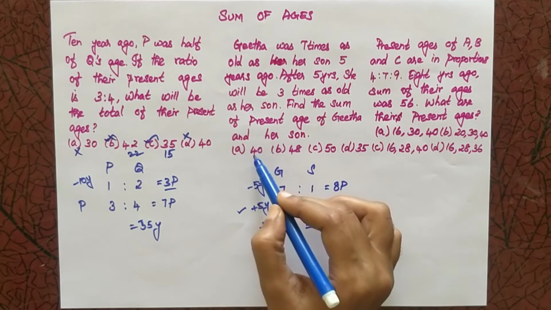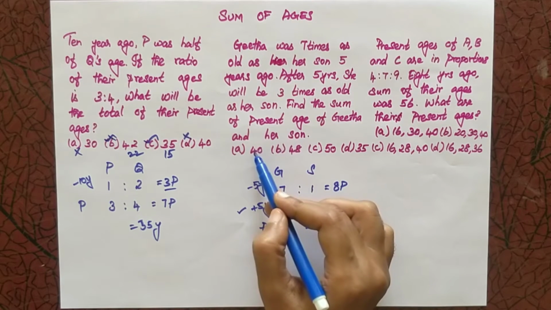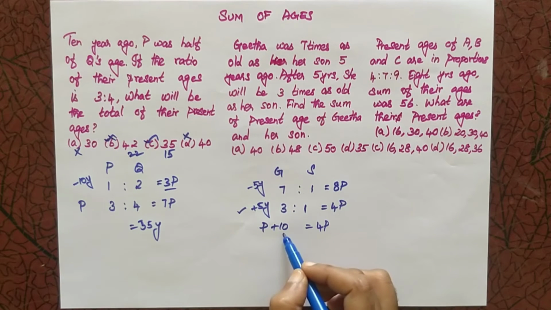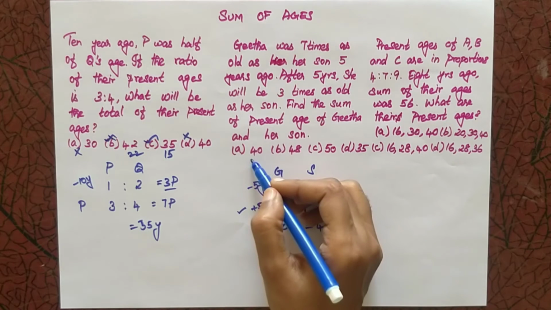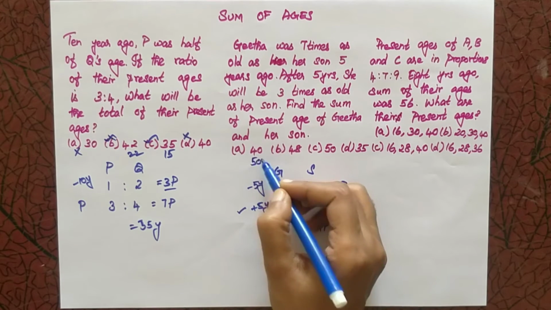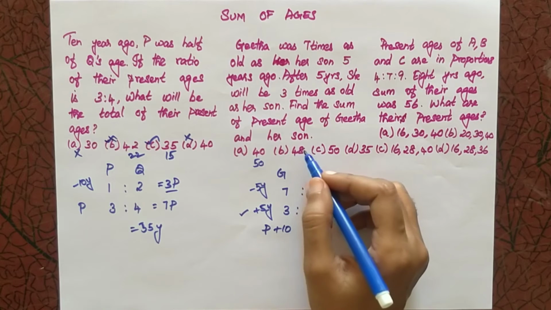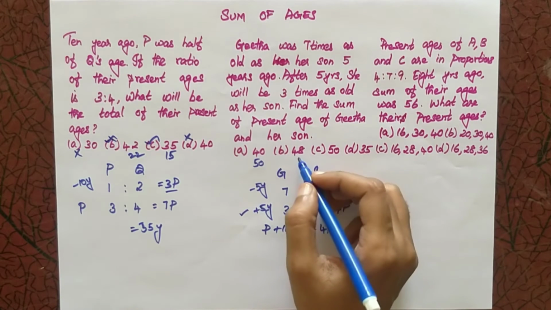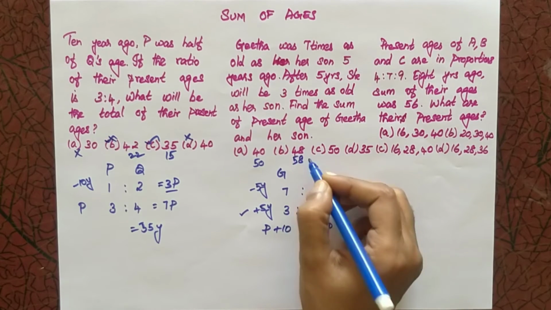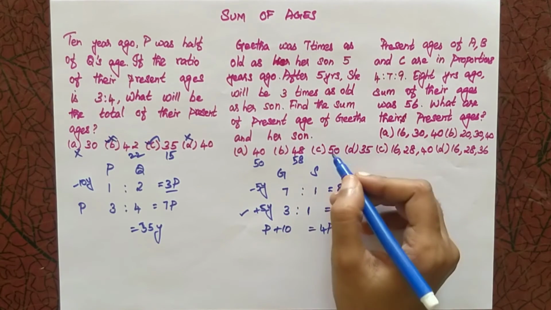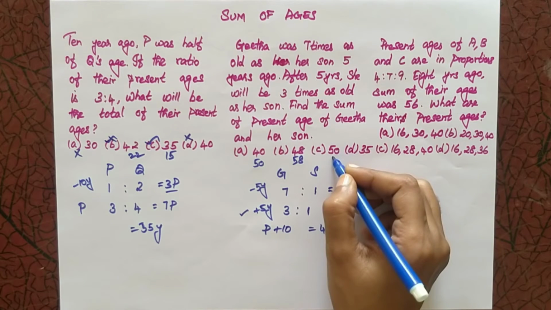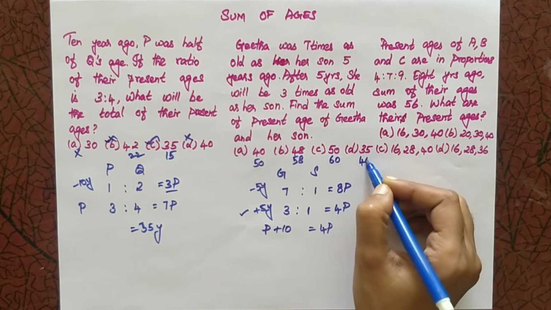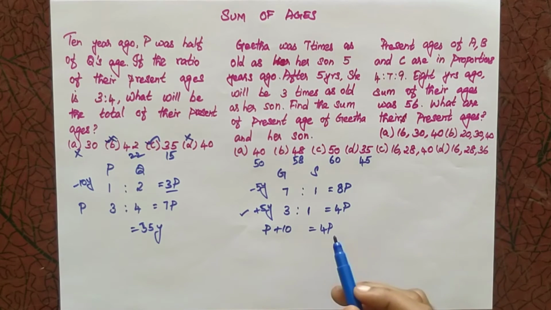If the sum of present age is 40, then after 5 years, we have to add 10 years because there are 2 persons. So I am adding 10 and I am getting 50 years. Here if the sum of the present ages is 48, then after 5 years it should be 58 because we have to add 5 years for each person. Here it is 50. So after 5 years it should be 60, and 35. So I am adding 10 and I am getting 45.